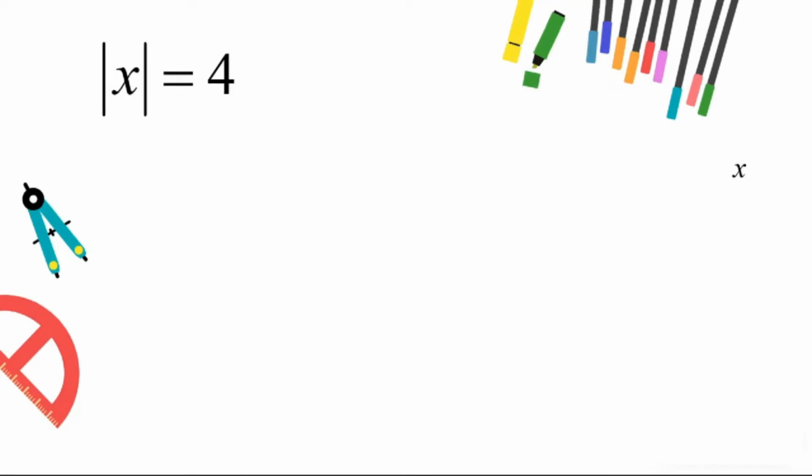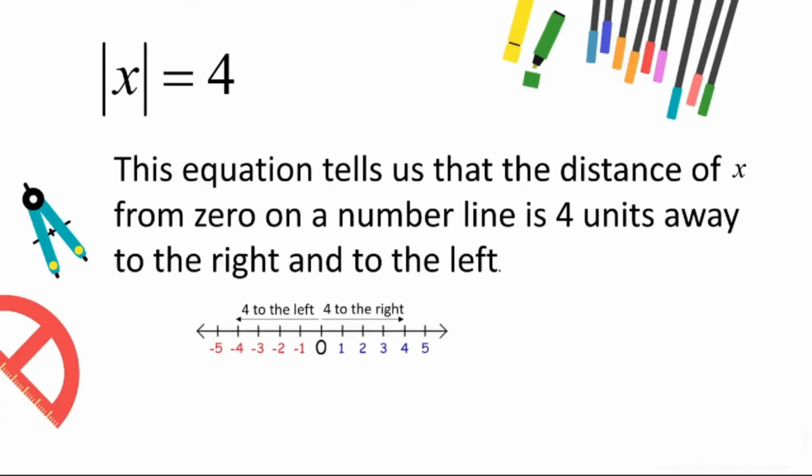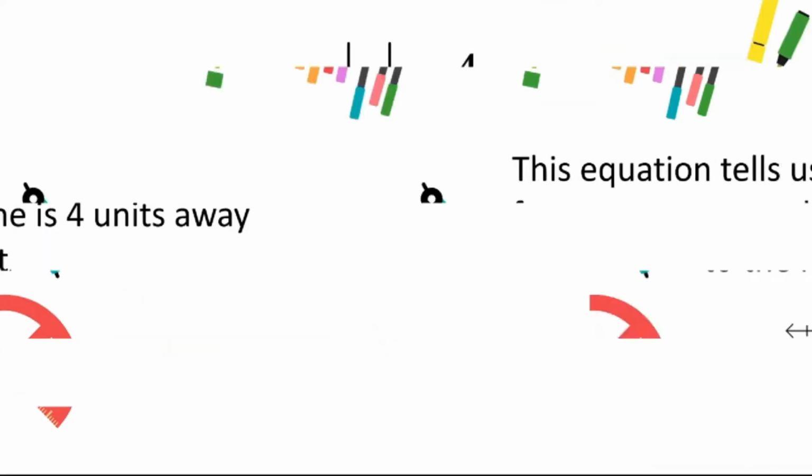Example 8a. If I have the absolute value of x equals 4, by using the basic definition, we know that the value of x from 0 is 4 units away to the left and to the right. We can say that x equals 4 and x equals minus 4. Let's look at example 8b.